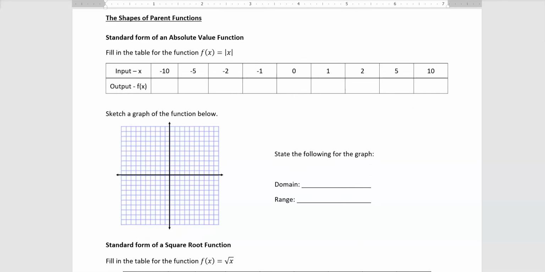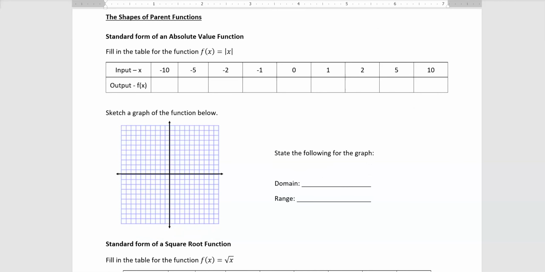So let's start by filling in this xy table here, our input and output, and we're going to use the absolute value function. So when I input negative 10 for the absolute value, my output is 10. When I input negative 5, I get 5. Negative 2 is 2. Negative 1 is 1. 0, 0, 1, 1, 2, 2, 5, 5, 10, 10.